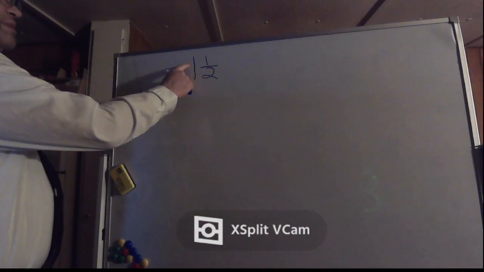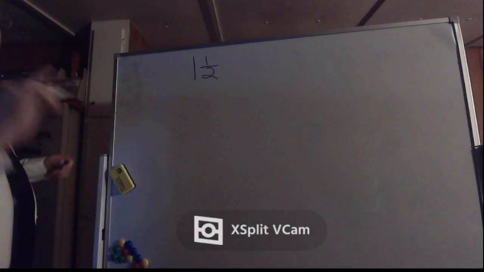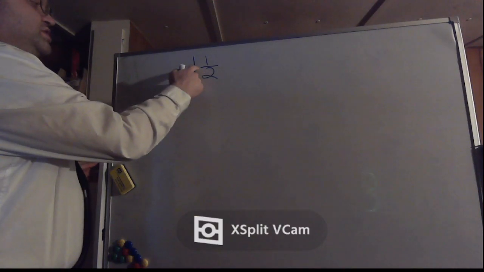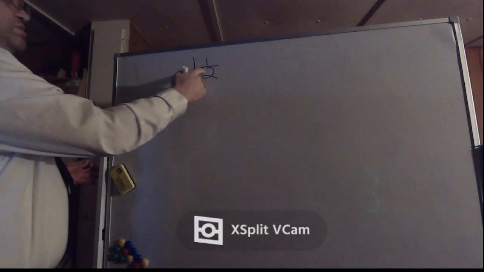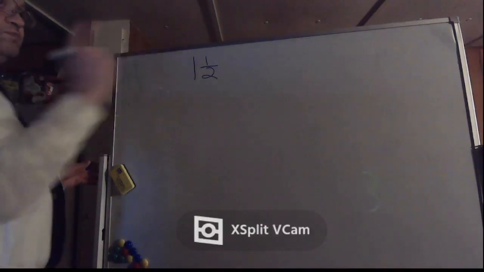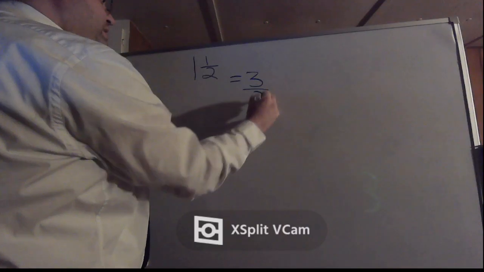So, how you convert a mixed number into an improper fraction is you take the denominator of 2, you multiply it by the whole number, so it's the denominator times the whole number, which will be 2. So 2 times 1 is 2. Then you add the numerator plus 1. So it would be 2 times 1, which is 2, plus 1, which is 3. So your answer to that would be 3/2.